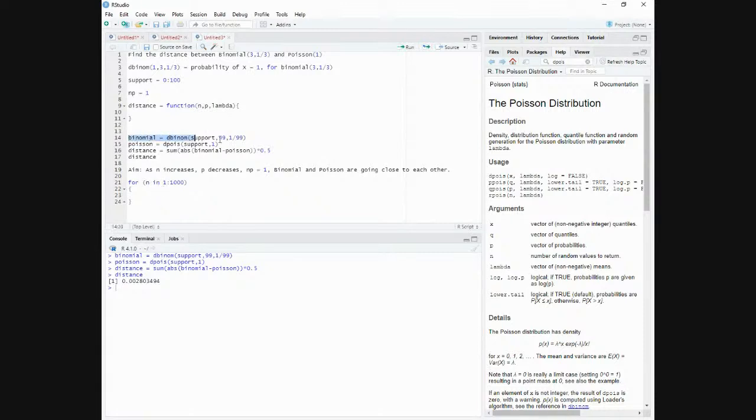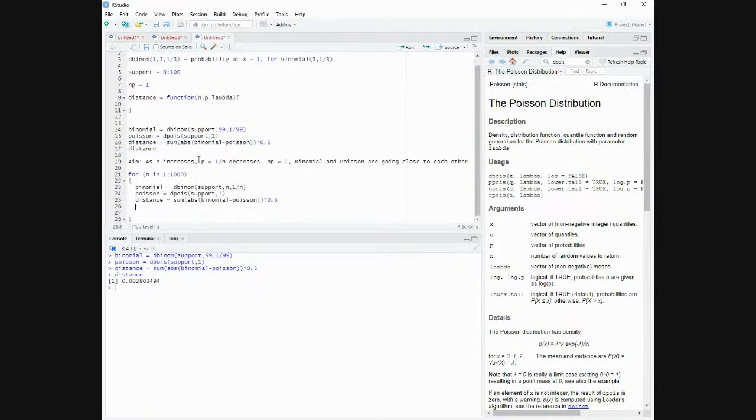So what I will do is first denote this binomial. It's n comma 1 by n. So we are doing a loop on n. We are increasing n step by step. P is equal to 1 by n over here. We're assuming that so that np is equal to 1. And similarly, Poisson will remain the same always. And now we define the distance. The distance is defined like this.